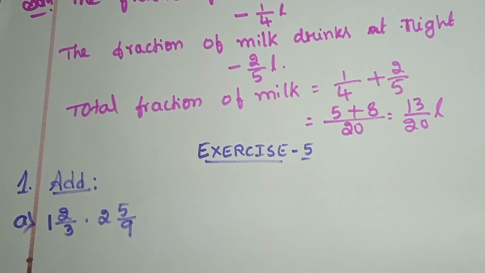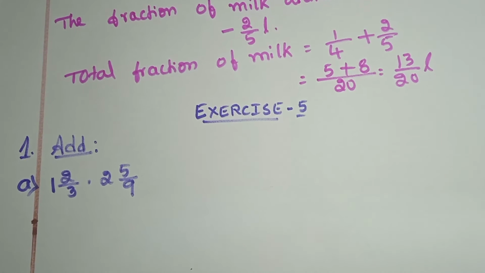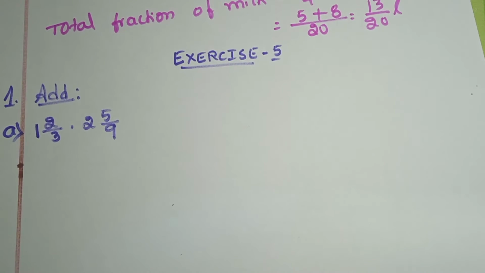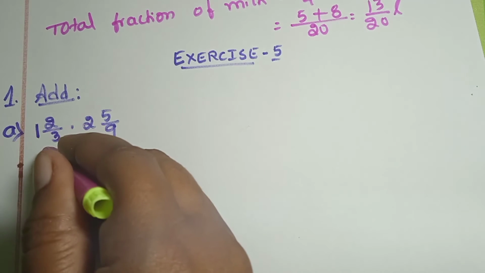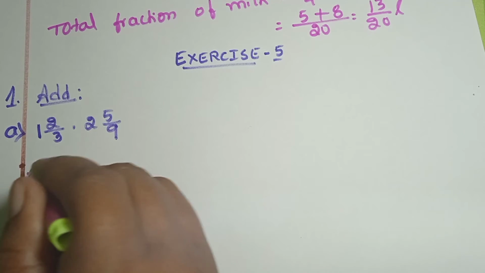That is exercise number 5. Add. We should add the mixed numbers here. Okay. Yes. How to add the mixed numbers, children? Is it possible to add directly? No, it is not possible. We have to convert this mixed number into improper fractions. Okay. First step you have to convert.